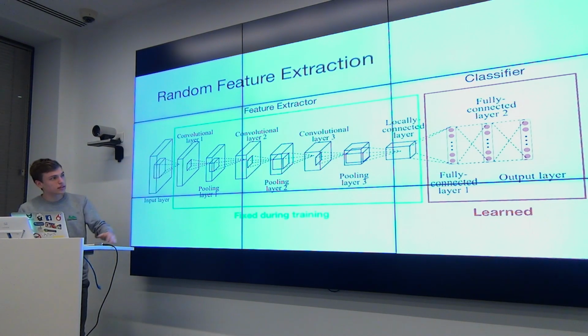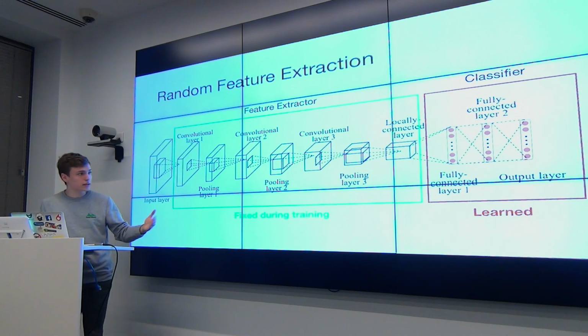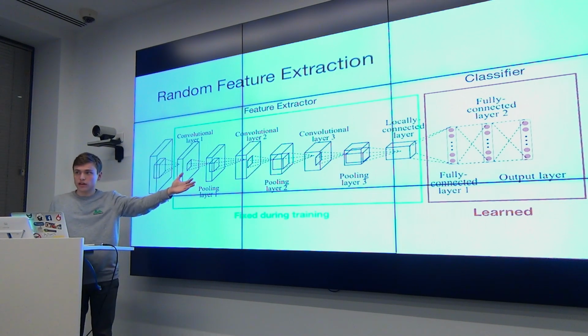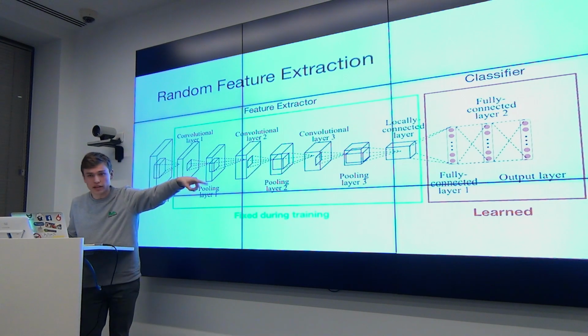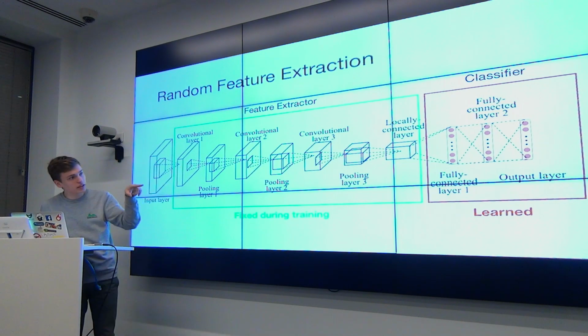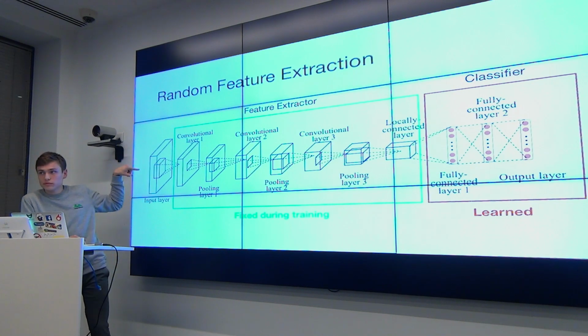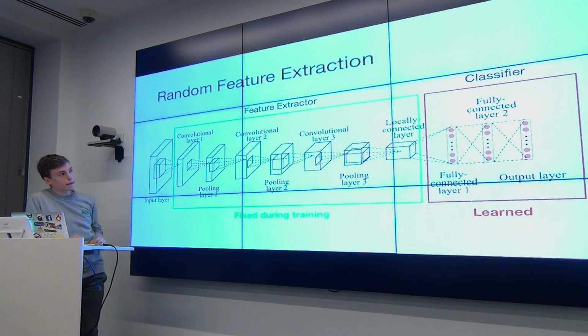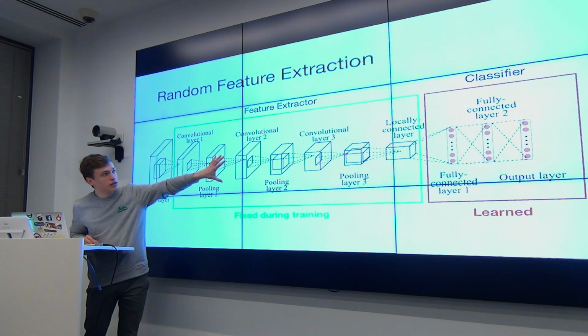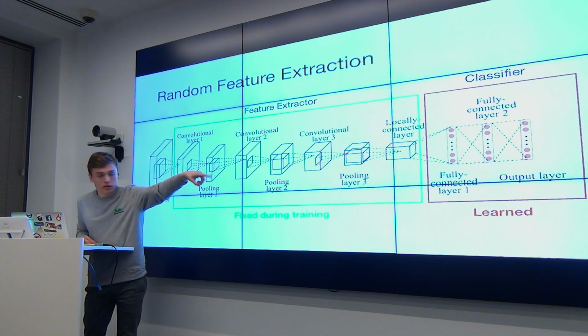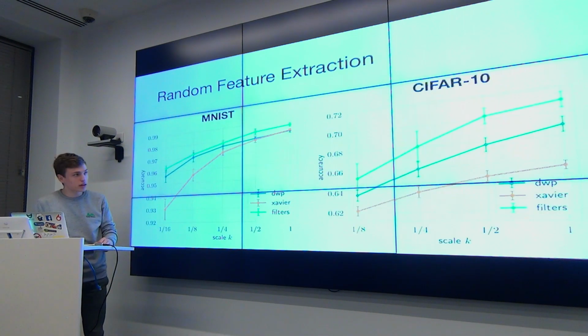And it has been shown that when you simply initialize the convolution part of your neural network with random weights and train only the fully connected layers, it already gives you good performance, better than using just pixels as the features. So in this experiment we keep this convolution part fixed and train only the fully connected layers, and we compare different initializations.